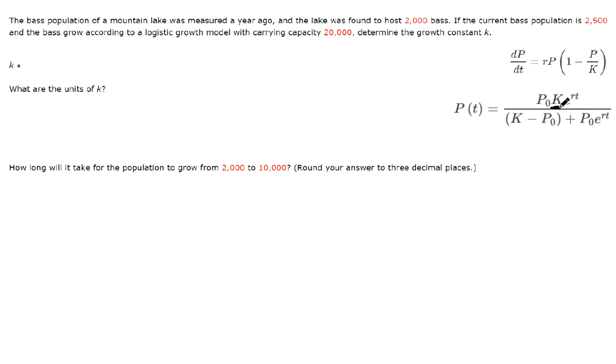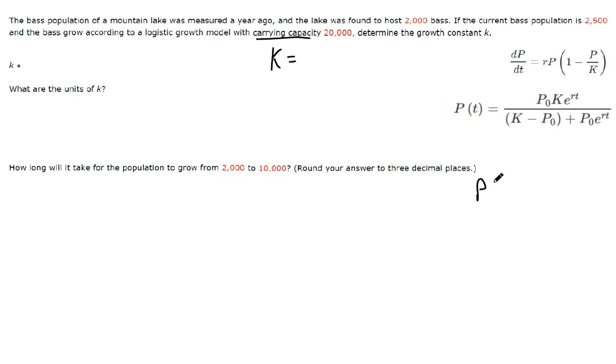Now one point of confusion here with WebAssign and with our textbook is that our textbook uses capital K to be the carrying capacity. It's just this right here. Capital K is the carrying capacity. So that can be confusing because they're talking about a growth constant K. The growth constant is R in the textbook. So the letter K and the letter R are kind of switched up there.